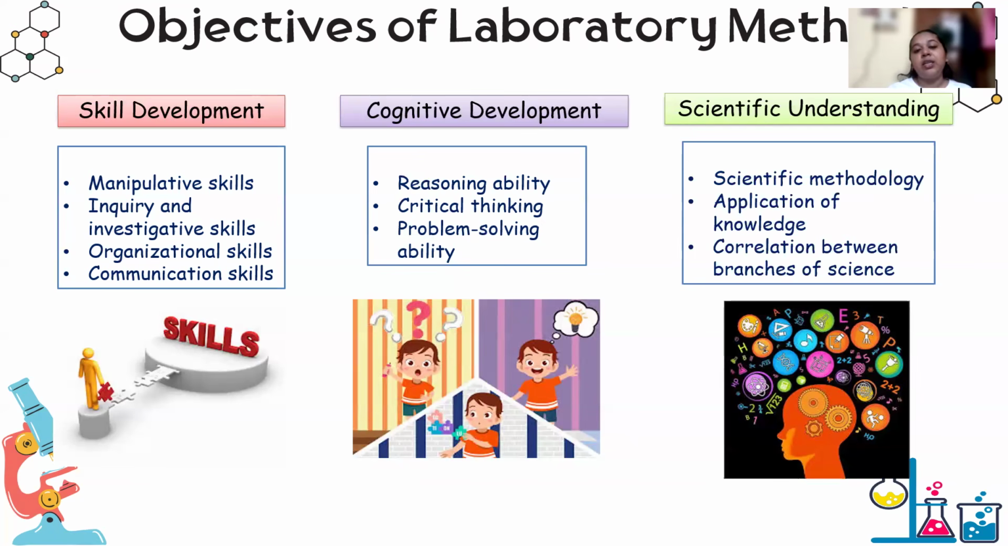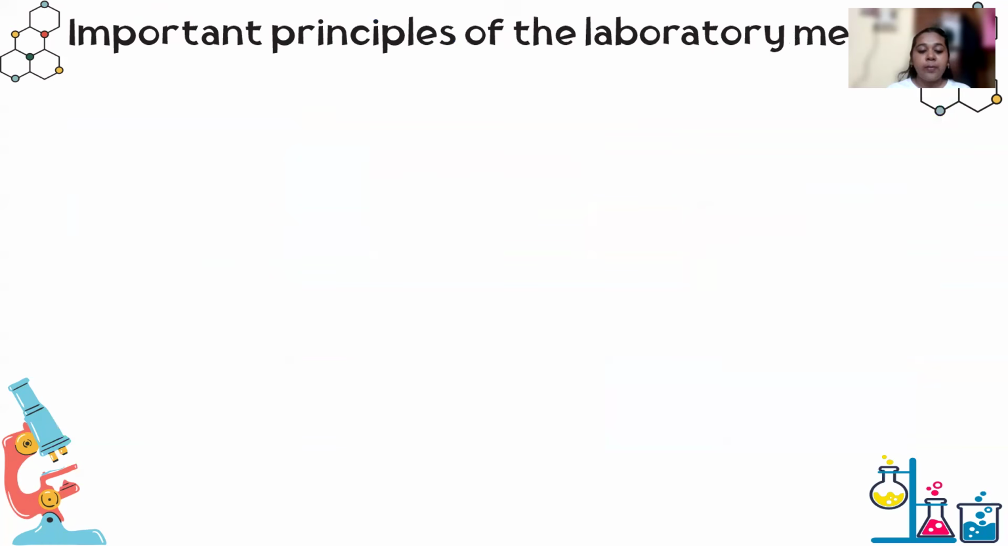Next comes scientific understanding, which is an important aspect in science. First, they understand or develop scientific methodology and application of knowledge. If they are performing an experiment, they can relate it to real life applications. There is also correlation between branches of science. That is how they come to know about it.